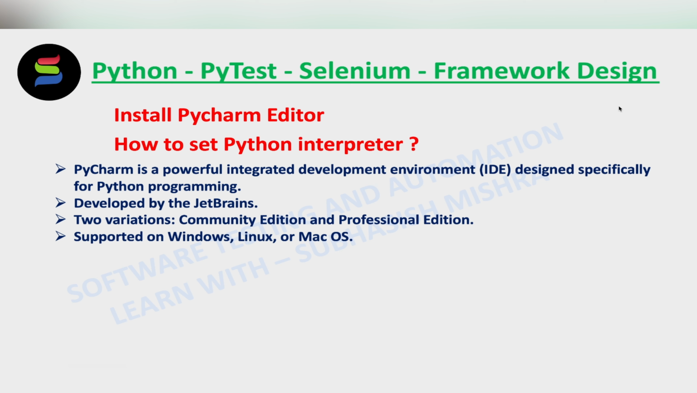PyCharm is a powerful integrated development environment, or IDE, designed specially for Python programming. It is developed by JetBrains. It has two variations, one is the Community Edition and then the Professional Edition. The Community Edition is free and open source, while the Professional Edition is the paid one, where you get the first 30 days as a free trial, then you have to pay for it. Anyway, here we will see the free version, the Community Edition.